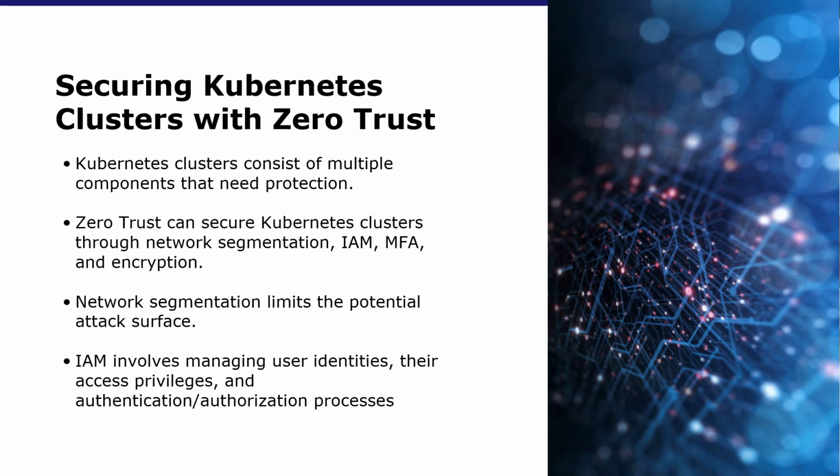Encryption. Encryption can help protect data in transit and at rest. With Zero Trust, all data should be encrypted, including traffic between Kubernetes components and traffic to and from end users.